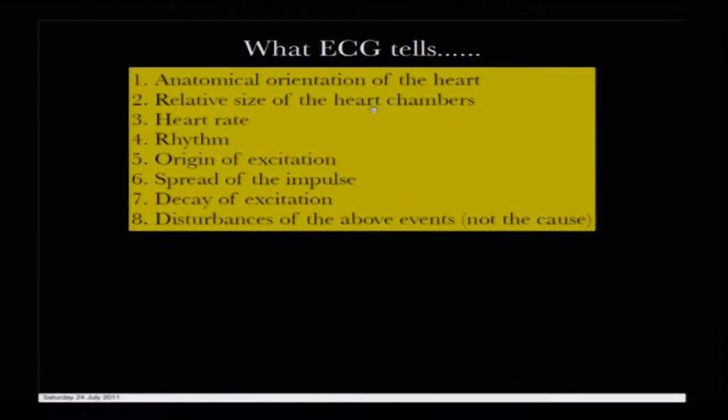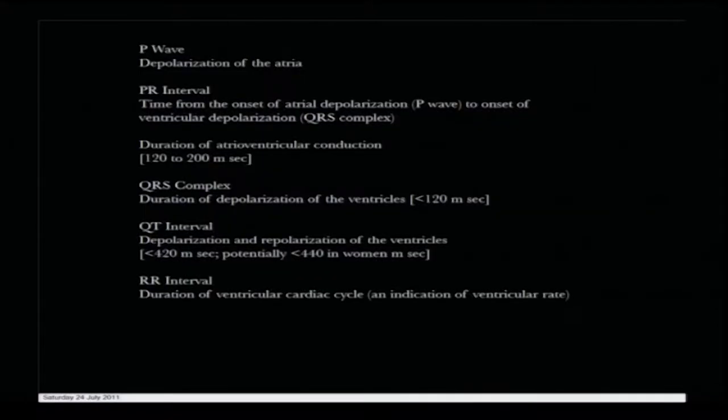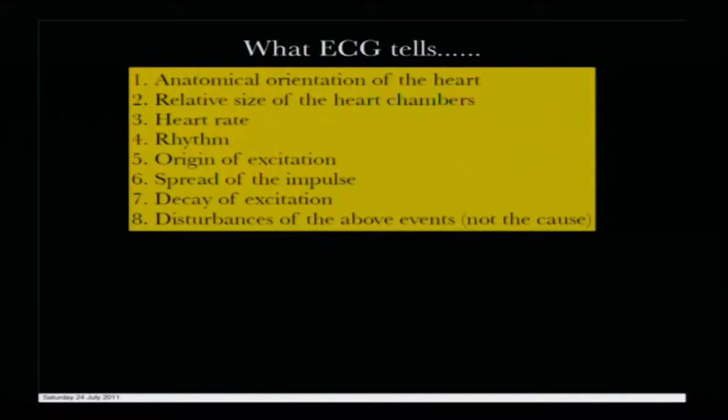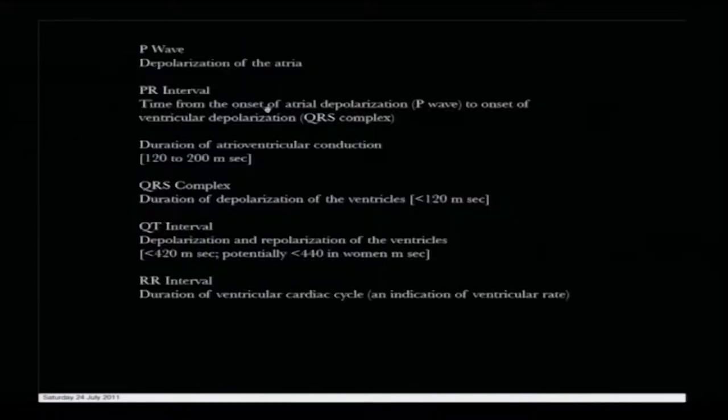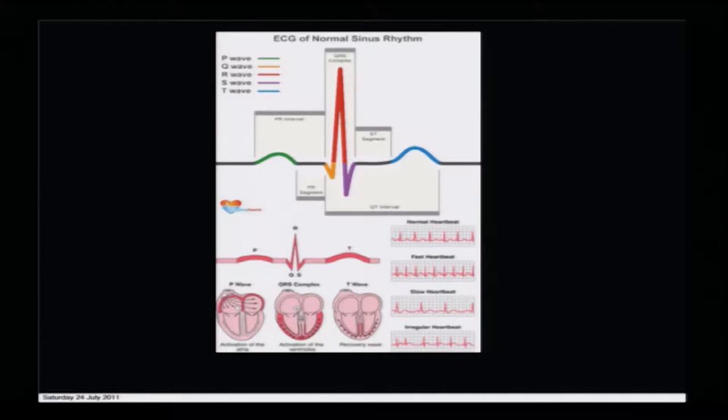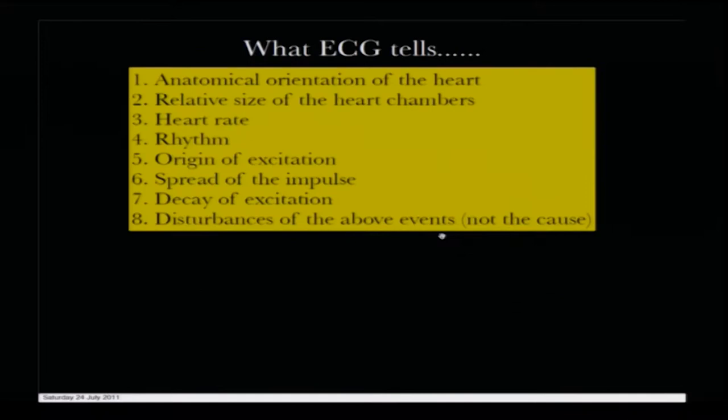What does the ECG tell? Now, this is very important to go through very, very carefully. ECG can tell you about the anatomical orientation of the heart. Is the heart anatomically in the right place? Is the wave moving from the atria to the ventricles? It can tell the relative size of the heart chambers, because if you look at the time window, it can tell you relative size. Heart rate, that you have already seen: is it a normal heart, a fast heartbeat, a slow heartbeat or an irregular heartbeat. It can talk to you about the rhythm.